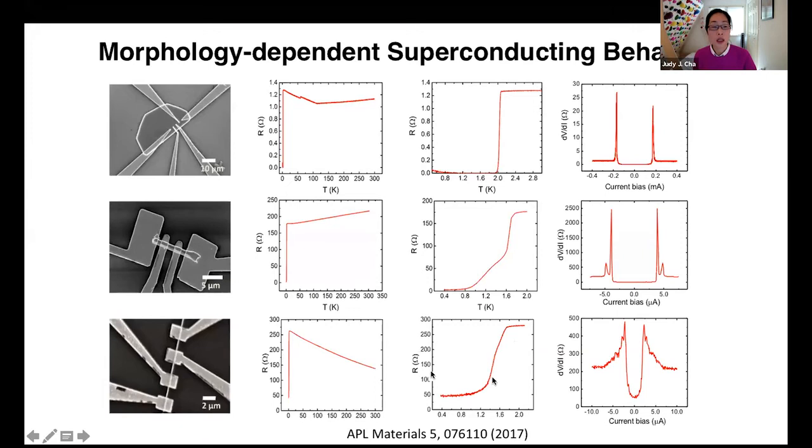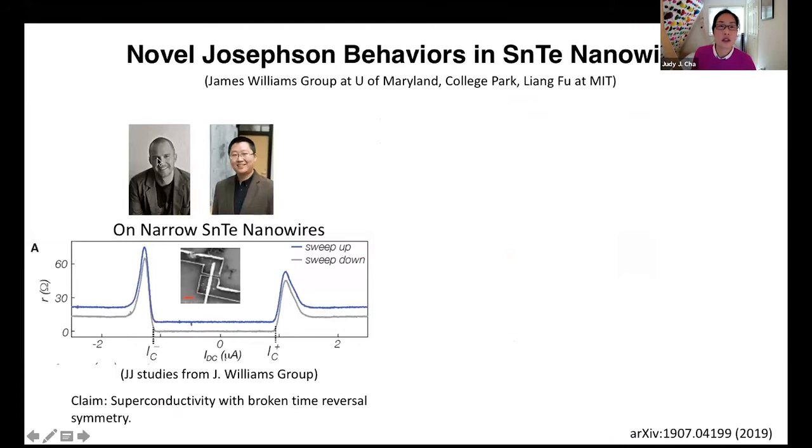So we then worked with Jimmy Williams at Maryland, who did a Josephson junction measurement. So these are tin telluride wires, and he's putting the aluminum leads, much the same way as the initial indium antimonide work by Leo Kouwenhoven's group, and Liang Fu at MIT has provided theory for this. This is really Jimmy's study, so I would recommend, if you're interested, to look at this arXiv paper.